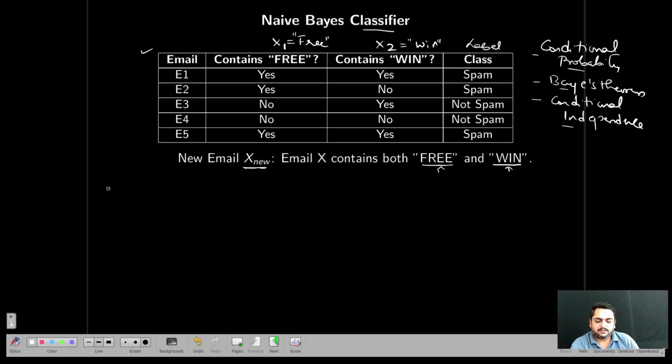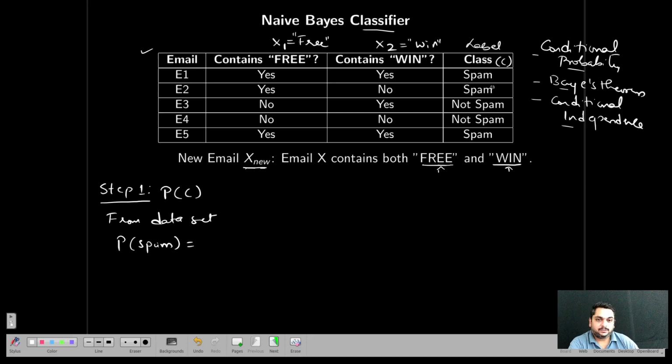So let us do it in 3 steps, very simple steps. So step 1. Given this data set, you calculate the probability of each class. Let us represent class as C, the random variable C. X1 indicates free, X2 indicates win. The data is given. So let us calculate the probability of each class. Each class means what? There are only two classes, spam or not spam. So the first step, from the data set, calculate the probability of each class, the probability of class spam.